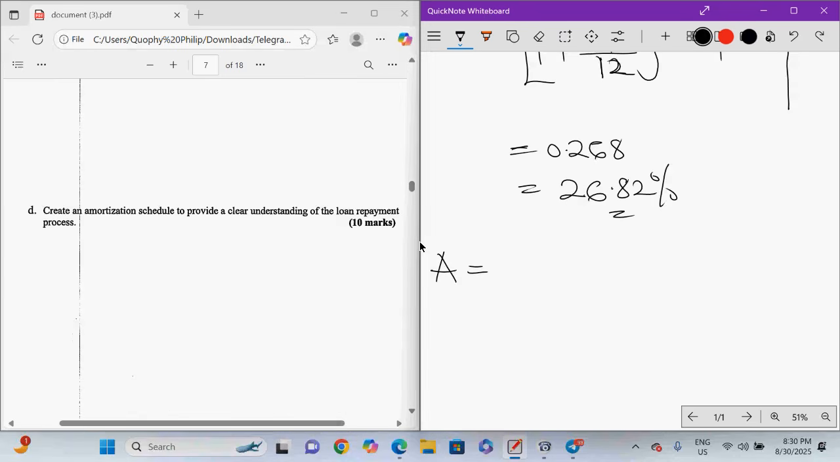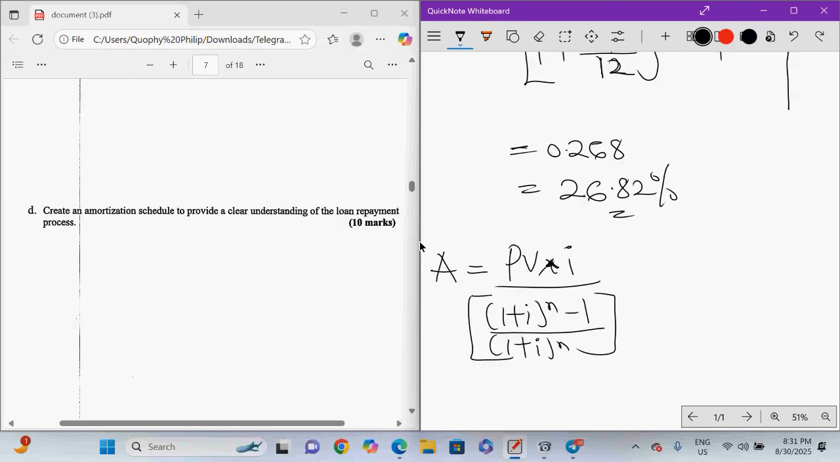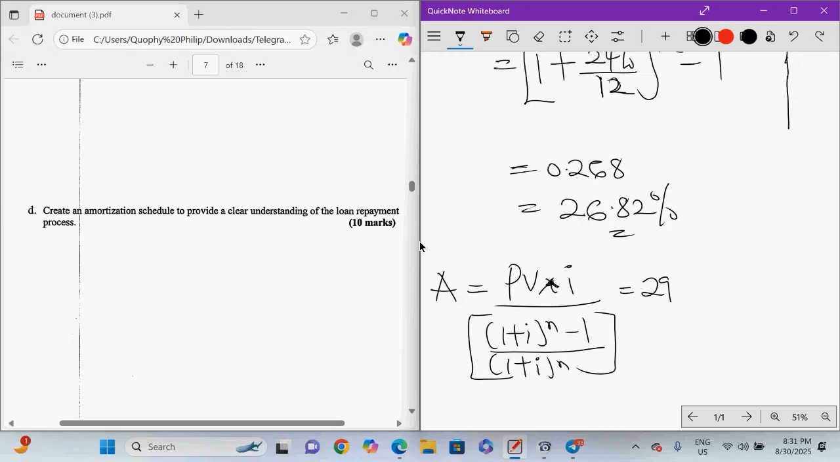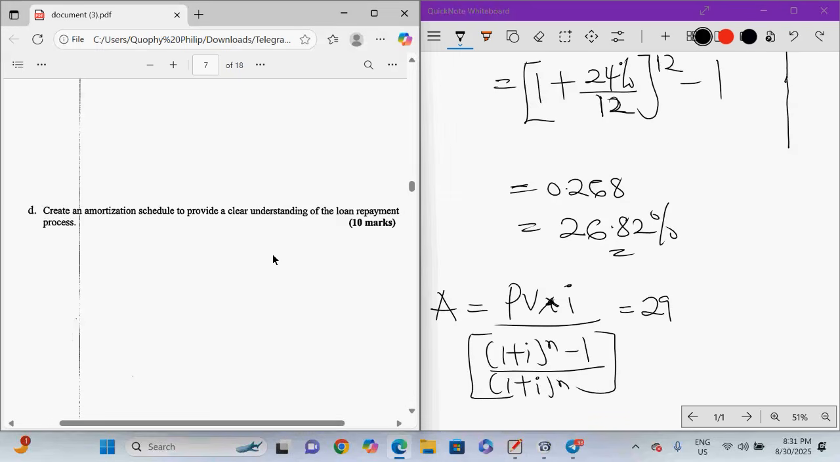So how do we get the A? The A, we said, is the PV times the I over 1 plus I to the n minus 1, all over 1 plus I to the n. So what is our PV? PV was given as what? Is it 29 something? 29 what? 1,518.5.